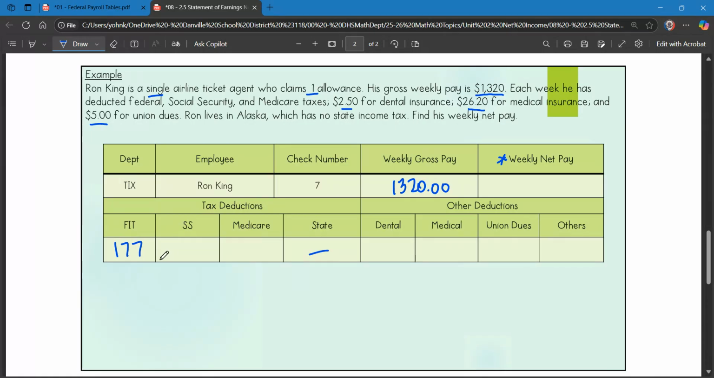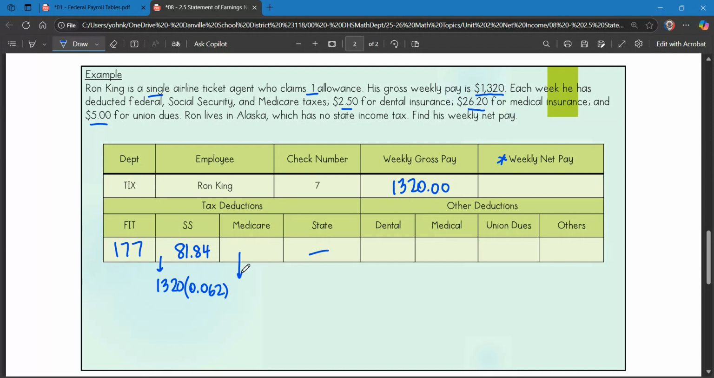SS is Social Security. Social Security is when you take your weekly gross pay, $1,320, and you multiply by the Social Security percentage, which is 0.062. If I multiply those two together, I get $81.84.